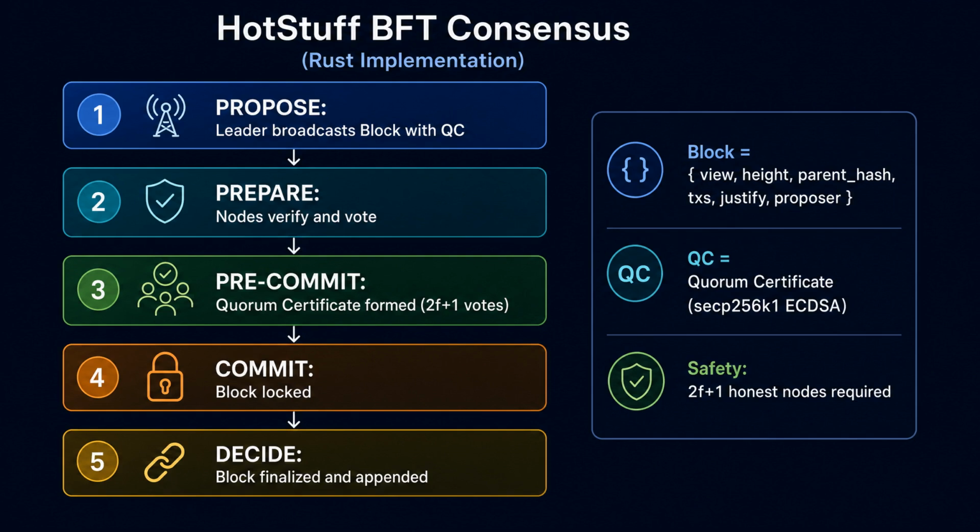The protocol proceeds in 5 phases: propose, prepare, pre-commit, commit, and decide. A leader node broadcasts a proposed block containing the view number, height, parent hash, transactions, and a justifying quorum certificate. Nodes vote using secp256k1 ECDSA signatures. A quorum certificate is formed when 2/3 plus 1 of nodes agree, guaranteeing safety even under Byzantine faults. Transaction types include revenue splits, penalties, and rewards, enabling on-chain economic coordination.